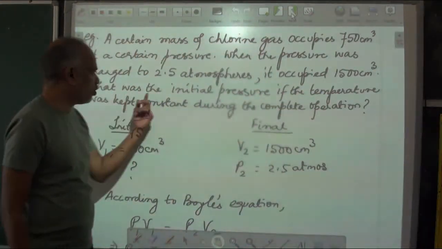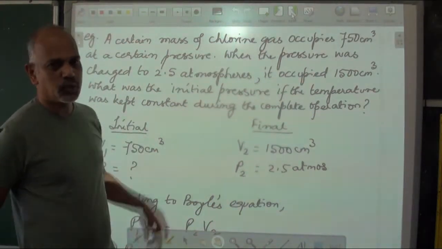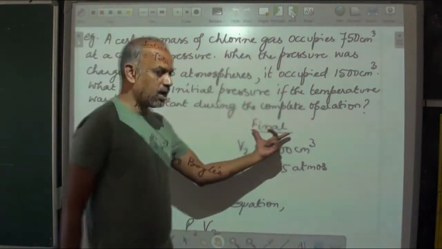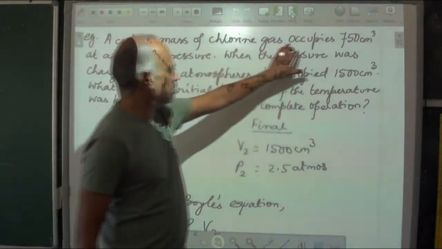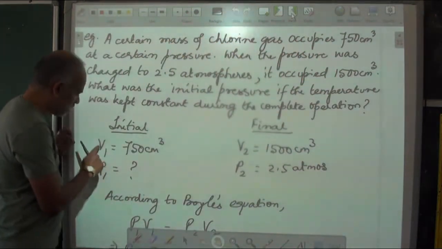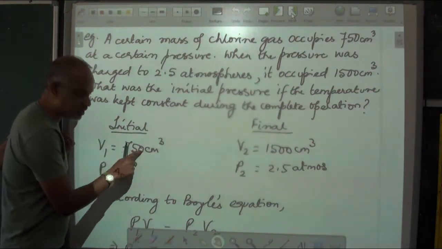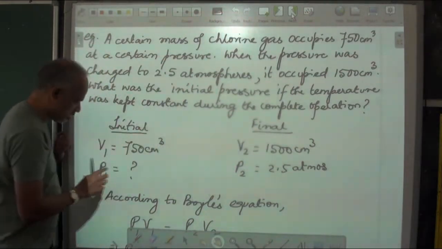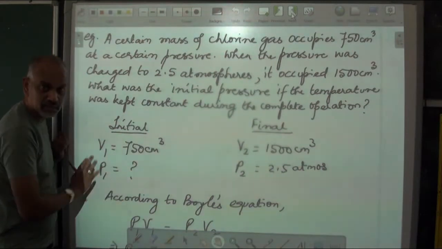The question is, what was the initial pressure? So you will have to consider two cases here. One is the initial values and the second one is the final values. Initially, the gas occupied 750 centimeter cube, which means V1, initial V1, is 750 centimeter cube at a certain pressure, which means initially you don't know the pressure. P1 is a question mark, you don't know.